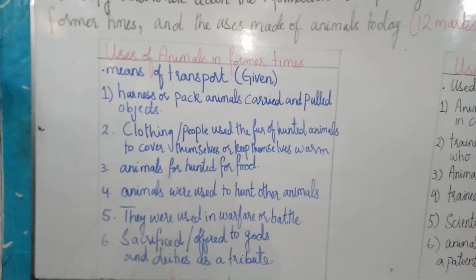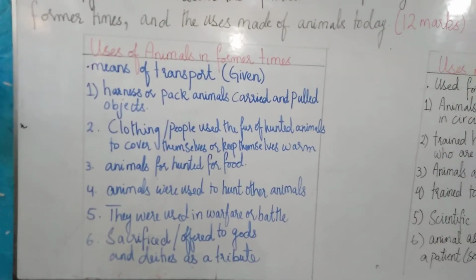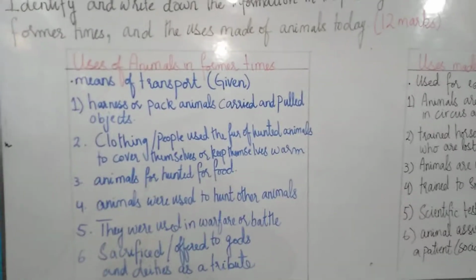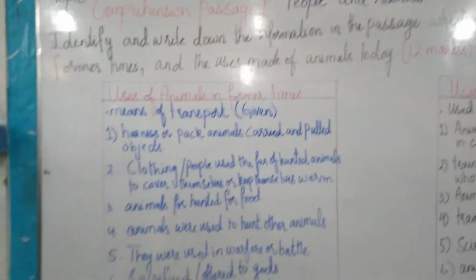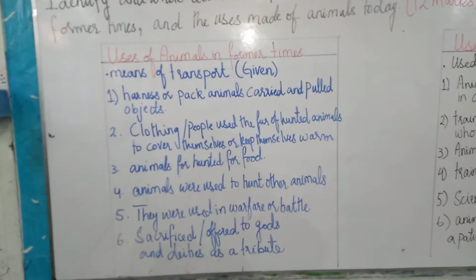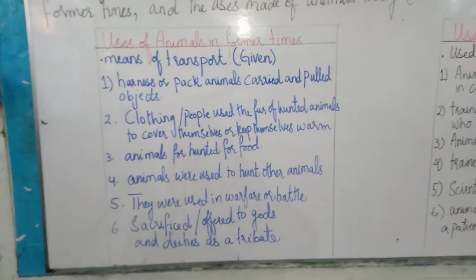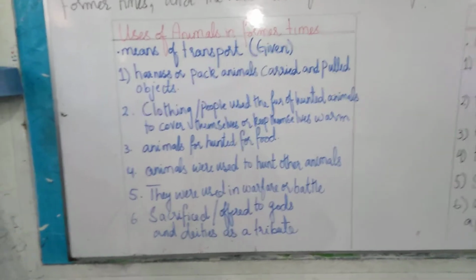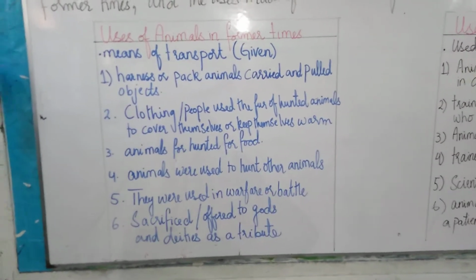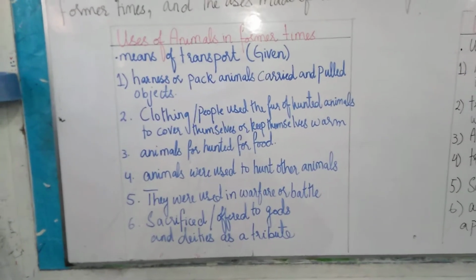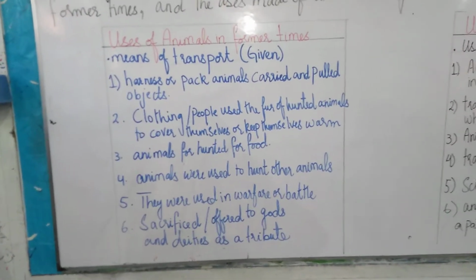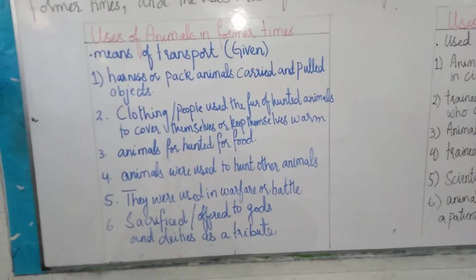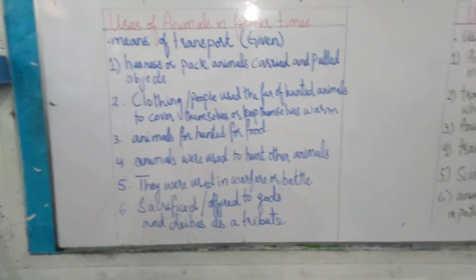Now our first point is harness or pack animals carried and pulled objects. Yes, animals who had sheer physical strength, too much physical strength, were used to take loads of things from one place to another, to take heavy objects from one place to another. Clear? For example, horses were used, elephants were used, a group of animals were used to take heavy objects from one place to another.